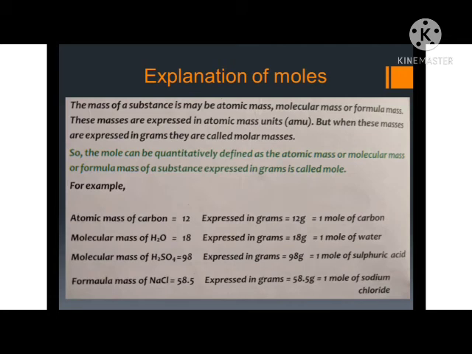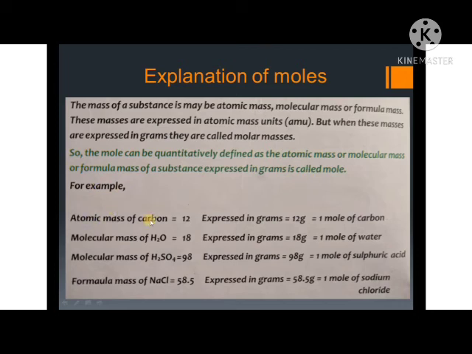Explanation of mole. The mass of a substance may be atomic mass, molecular mass, or formula mass. These masses are expressed in atomic mass unit called AMU, but when these masses are expressed in gram, they are called molar mass. So the mole can be quantitatively defined as the atomic mass or molecular mass or formula mass of a substance expressed in grams. Consider this for brief explanation.